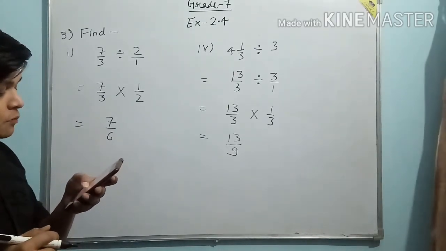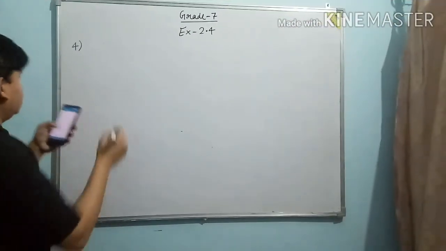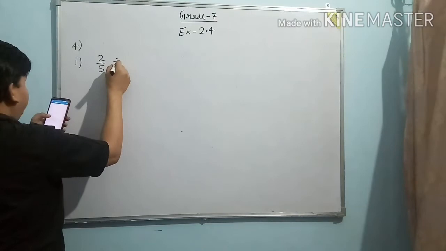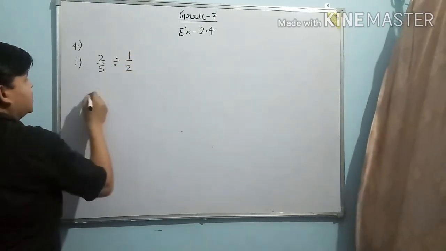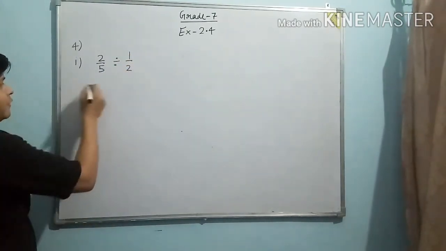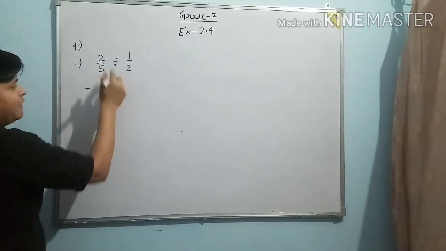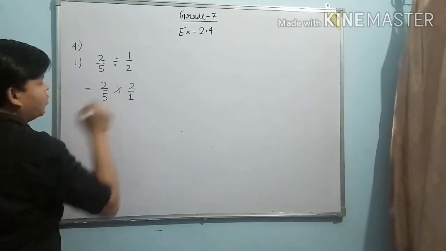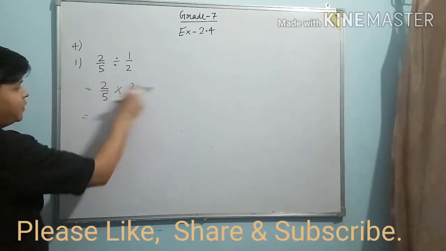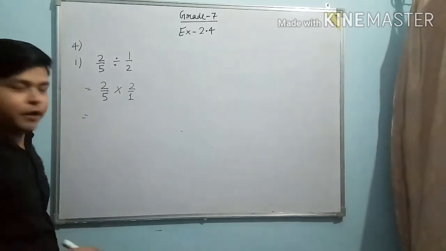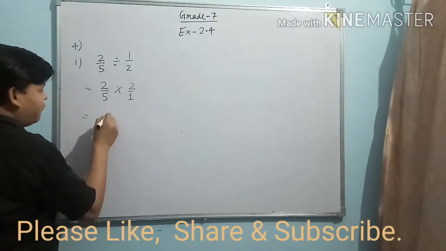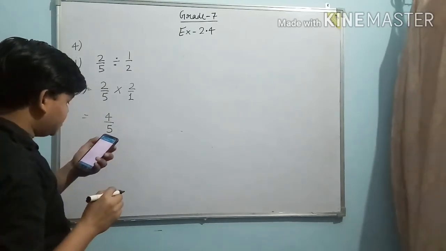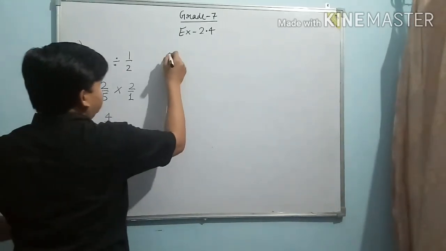Similarly, next move to question number 4. This is the same kind of question, 2 upon 5 divided by 1 upon 2. So apply the same method: the first number as it is, divide will become multiply, and 1 upon 2 we will write as 2 upon 1. Now let's multiply the numerator with the numerator and the denominator with the denominator. So 2 multiply 2 will become 4, 5 into 1 will become 5.